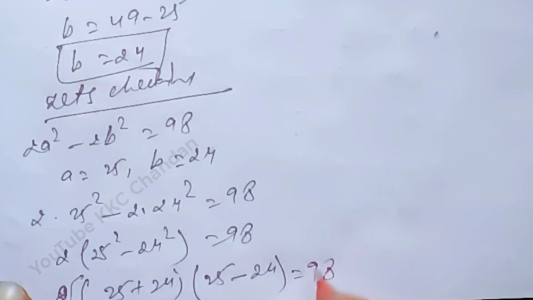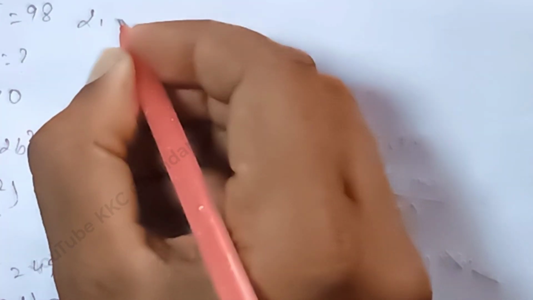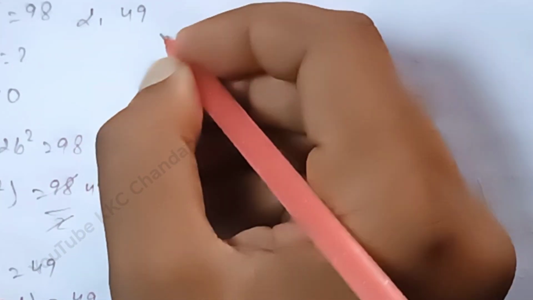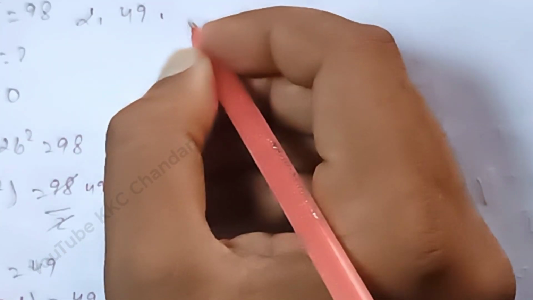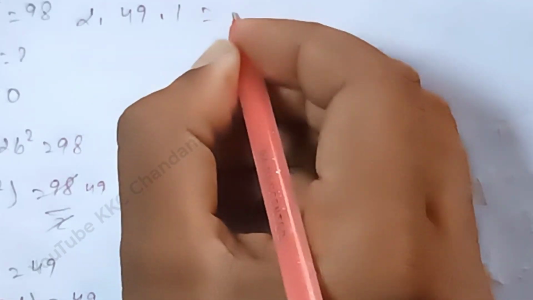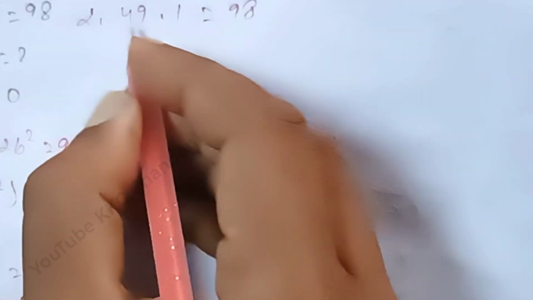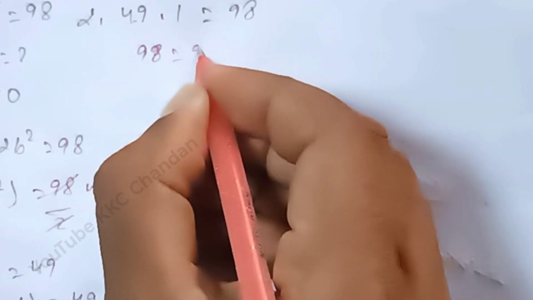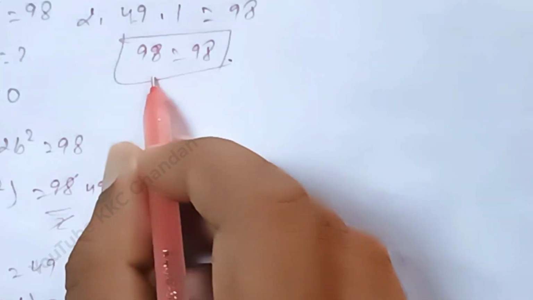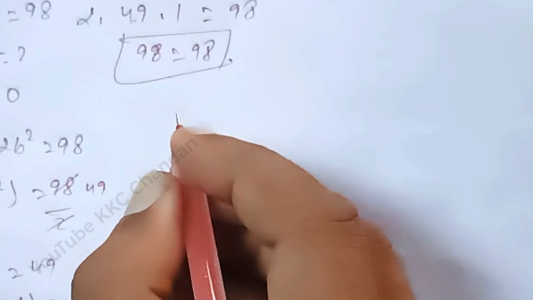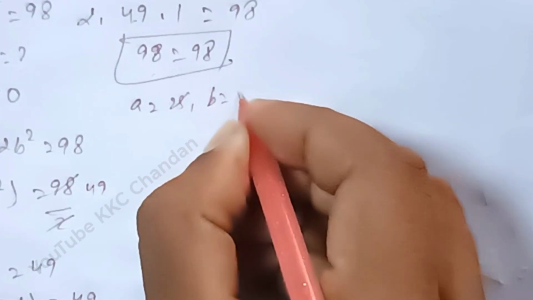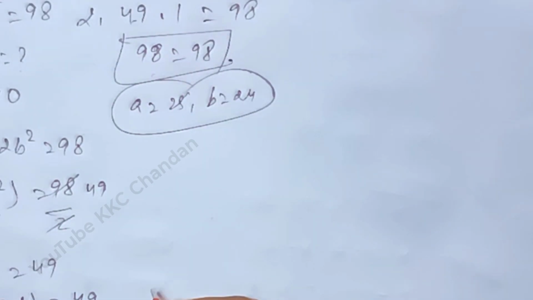Here use the a square minus b square formula. 2 into bracket open, again open, 25 plus 24 bracket close into 25 minus 24 bracket close is equal to 98. 2 into 49, that is 25 plus 24, into 1, that is 25 minus 24, is equal to 98. 49 into 2, 98 is equal to 98. LHS and RHS are both equal, so the value of a is equal to 25, b is equal to 24, and they are correct for this solution.